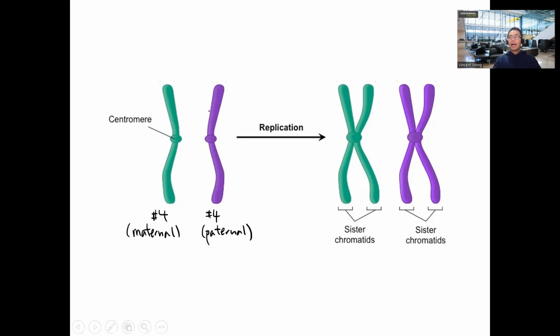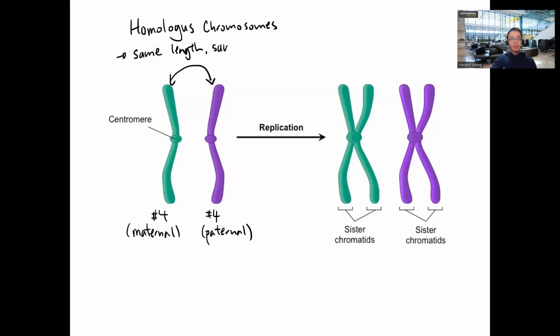And you would have 22 pairs of these. Chromosome 1, 1, 2, 2, 3, 3, 4, 4, all the way to 22 and 22, and then XY for male and XX for female. So these two chromosomes are the same length and the same size. We call them homologous chromosomes: same length, same size, but not identical.